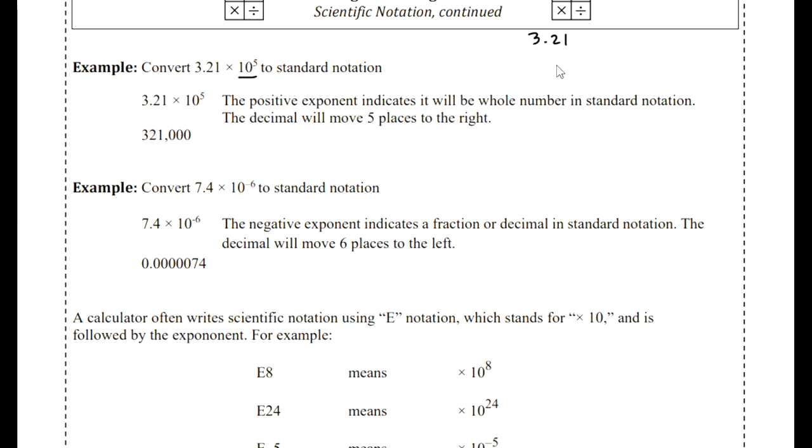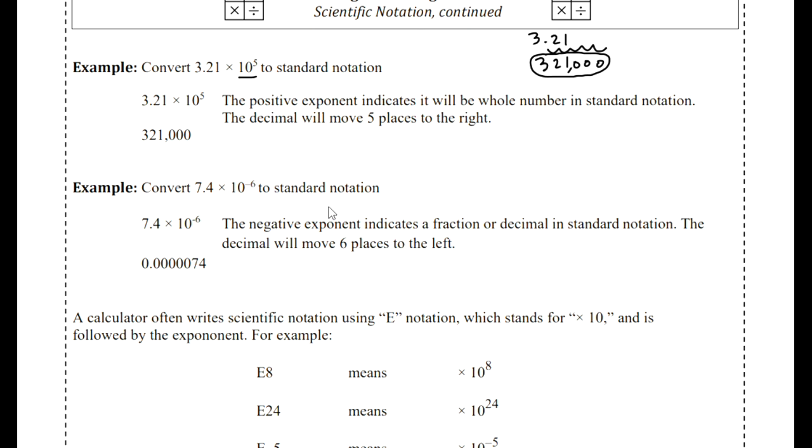So the 3.21, we're going to make it larger by moving the decimal point. That means moving it to the right. And we're going to move it 5 times because that's the exponent on the 10. So we're going to go 1, 2, 3, 4, 5. That gives us 3, 2, 1, 0, 0, 0. So 3.21 times 10 to the 5th is 321,000 in standard form. Both forms are useful. We like the standard form. We like the scientific notation.